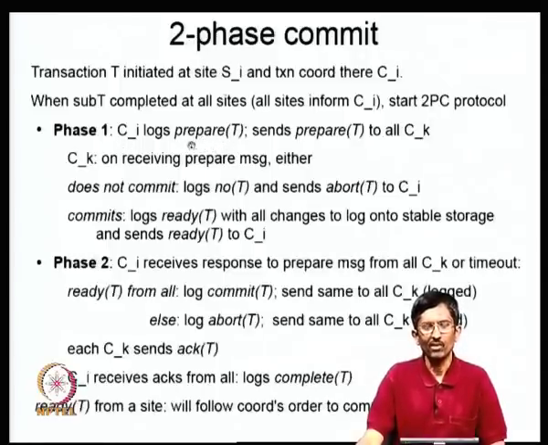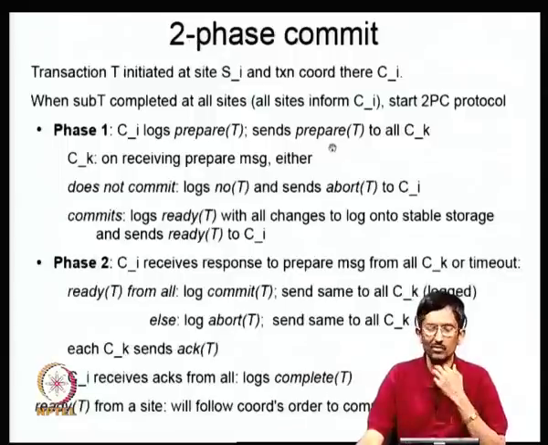And CI basically, what it does is, it logs prepare T and flushes it to disk, again stable storage. And then it sends prepare T to all CFK. Notice the way it is ordering it. First it logs it, flushes to disk, then only sends a message. Again, it is not done in the reverse order. You do not send a message followed by this. Again, if you do that, you will essentially get inconsistent results. So basically, you have to prepare T, flush it to disk, make it stable, then you send a message. Okay.